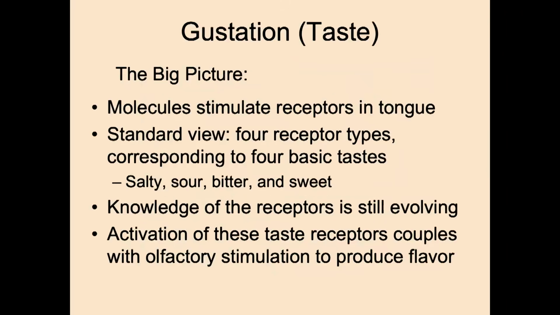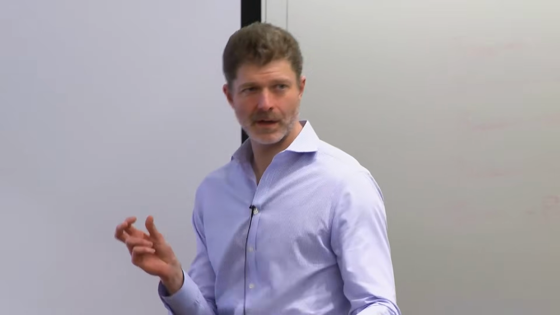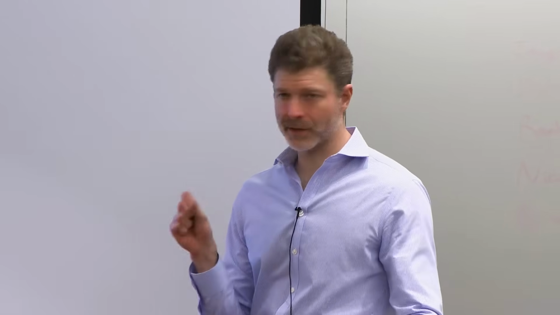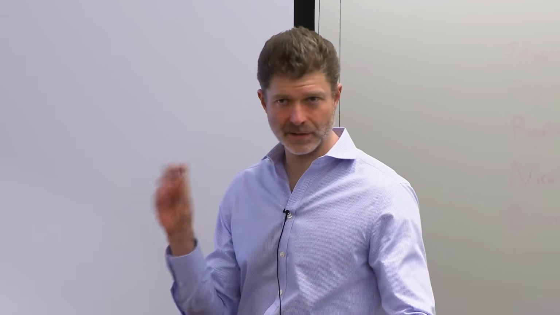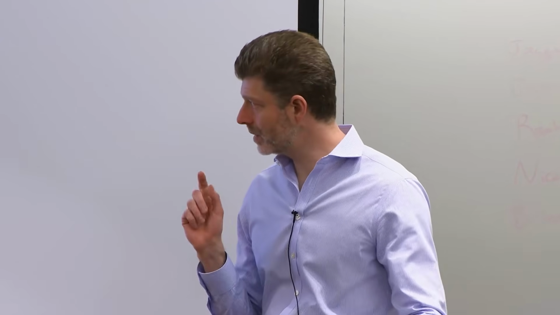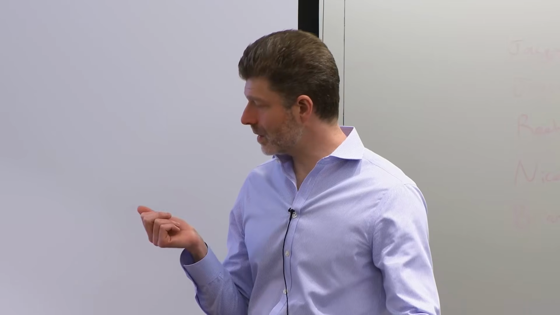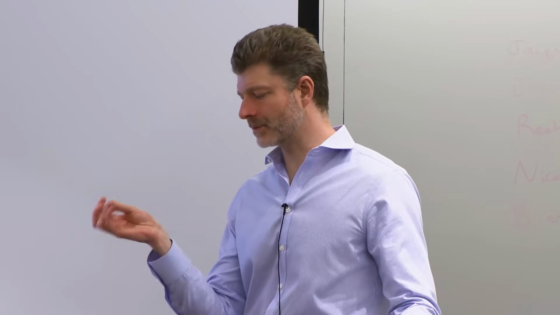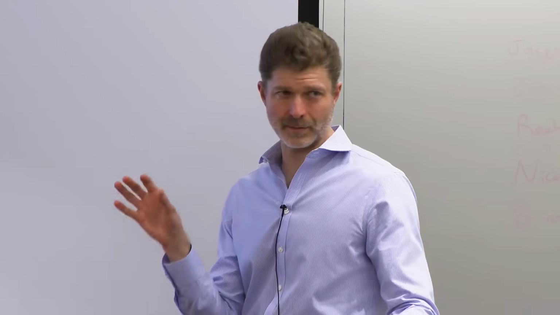All right, so here's the big picture of gustation. Molecules stimulate receptors in the tongue. The standard view is that there are 4 receptor types that correspond to 4 basic tastes: salty, sour, bitter, and sweet. Remember, salty and sour are driven by small charged molecules that pass through ion channels, changing the concentration inside the receptor. Bitter and sweet have receptors that are selective for the molecular shape, so particular kinds of molecules can bind to them.